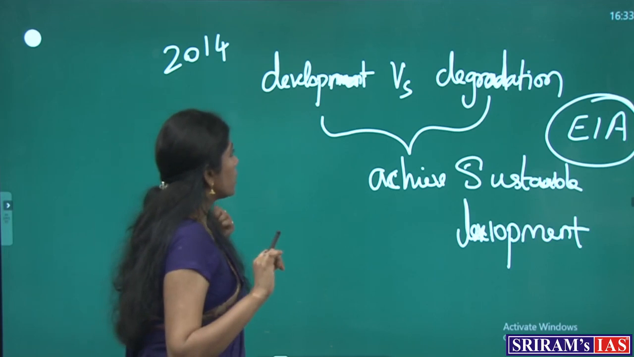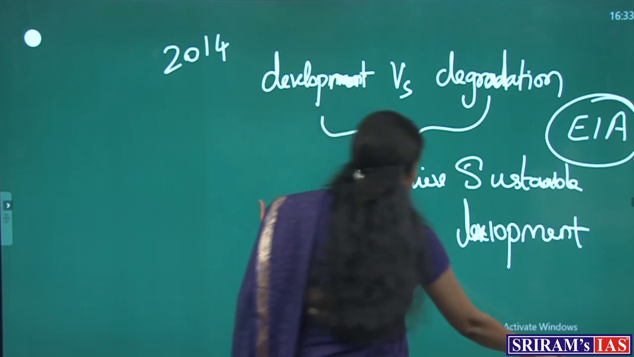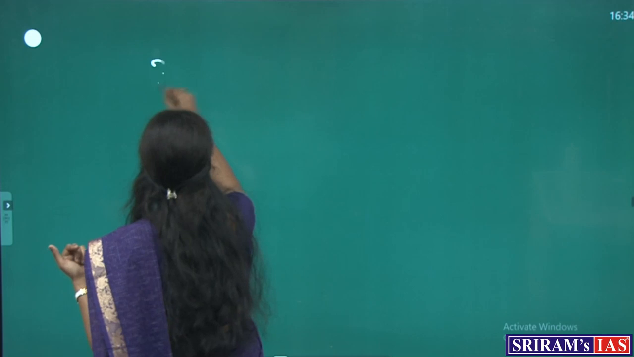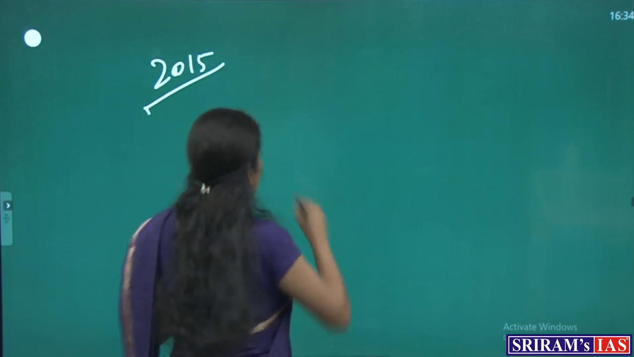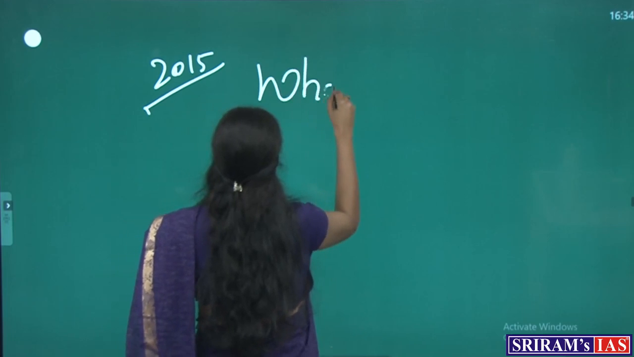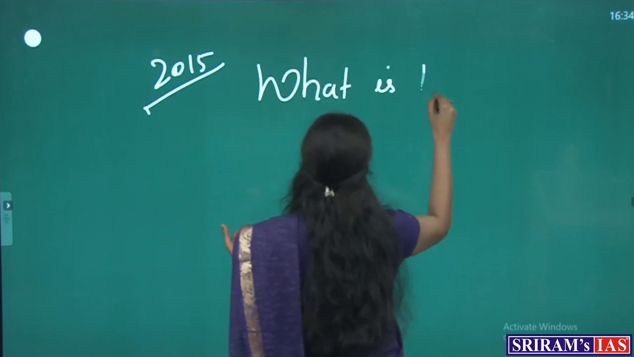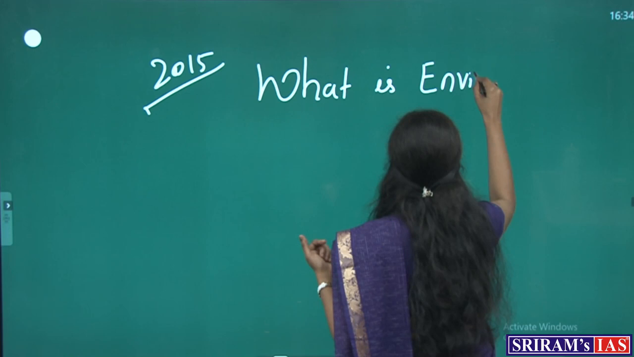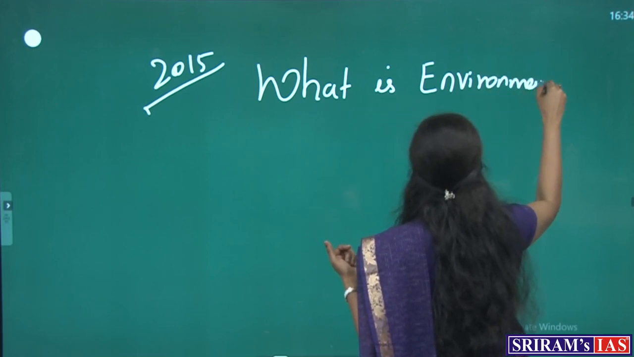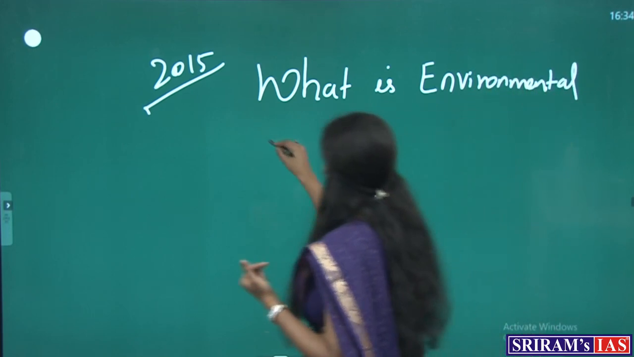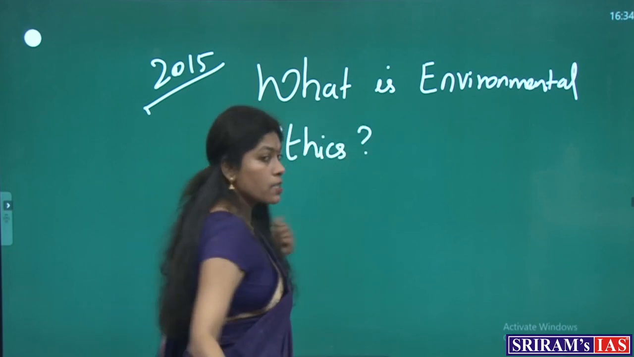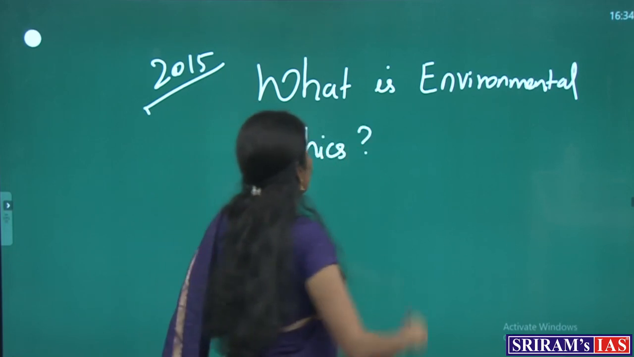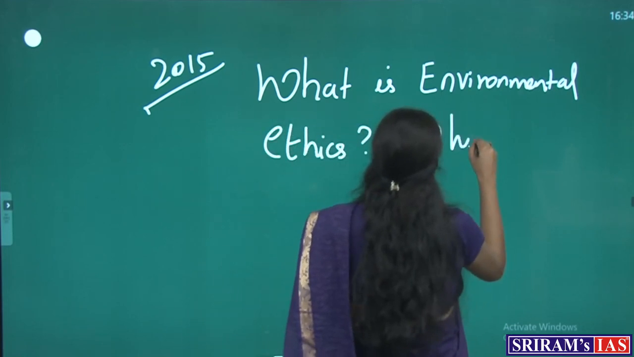Then in 2015 there was another question they asked, a direct question: What is environmental ethics? This question came in 2015. You have to write the definition for this. We have been given a formula, and it is better to write it as a formula. Explain it. Then, why do we need to study environmental ethics?